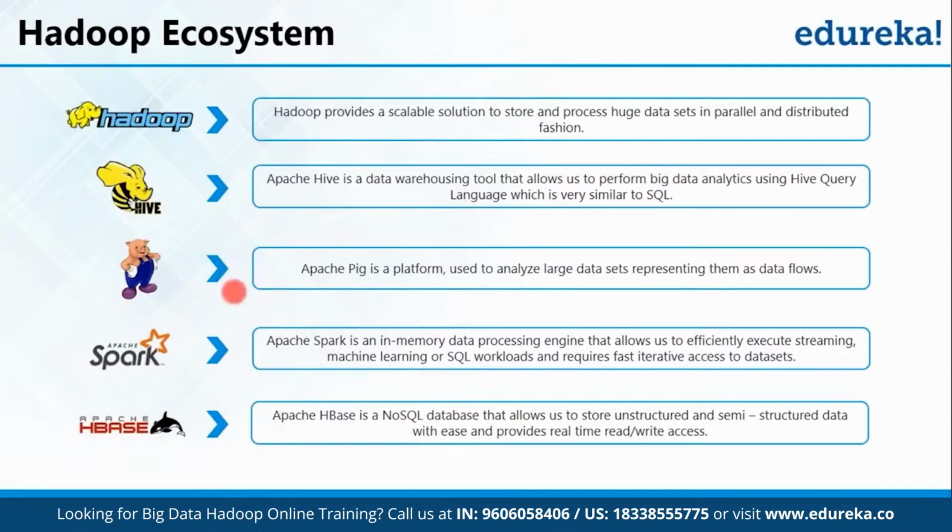Now when we talk about Apache Pig, it is again an analytics tool which is used to analyze large sets of data, representing them as data flows. Spark is nothing but an in-memory data processing engine that allows us to efficiently execute streaming, machine learning, and SQL workloads, and requires fast iterative access to data sets. So basically streaming and all those things in which you require near real-time processing, you can integrate Spark with Hadoop.